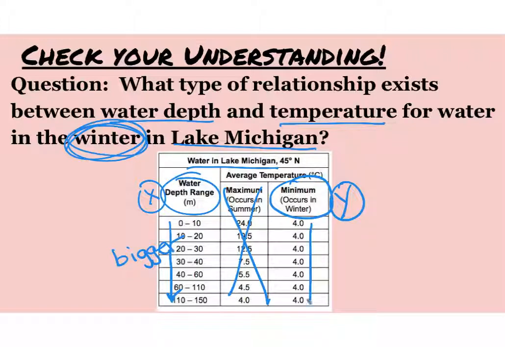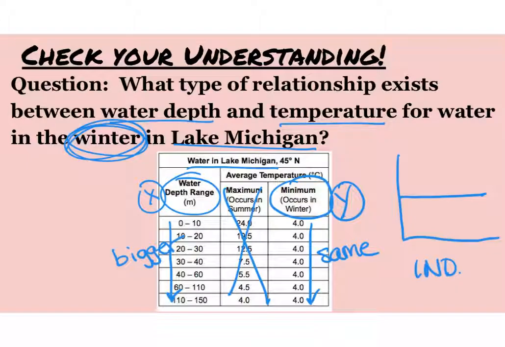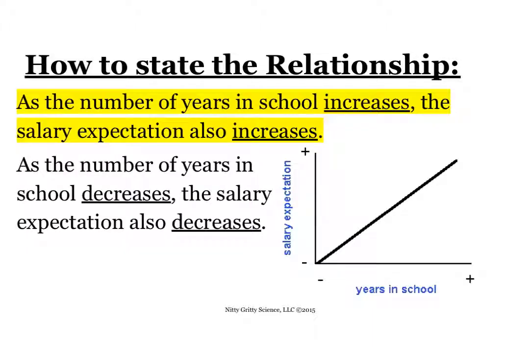But here, as we go down this chart, these are staying the same. So as x gets bigger, y stays the same. And so this should be an independent relationship. All right, so hopefully you got those right.